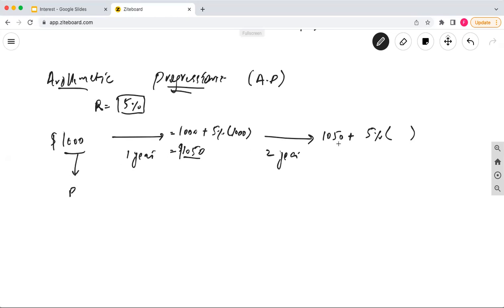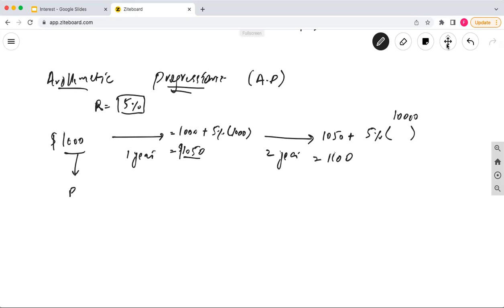So this is the main difference between simple interest and compound interest. The interest is always based on the principal amount, not the total amount at the end of the previous year, right? So 5% of 1000, this will be 1100, right?